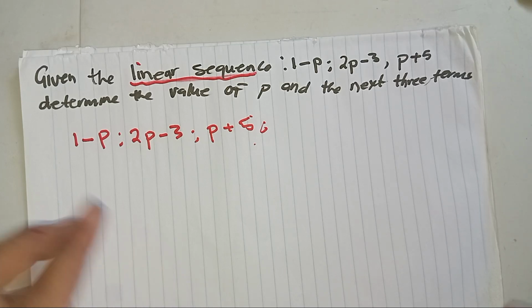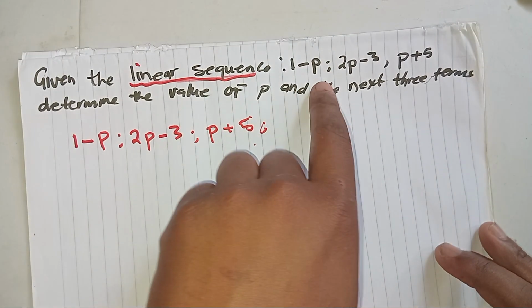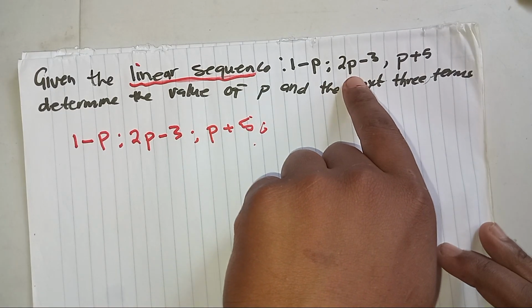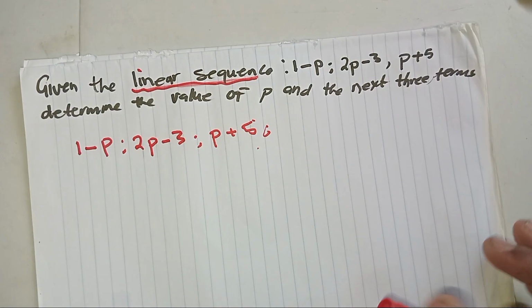Like we were given in the problem, they say given the linear sequence, hence I highlighted that. Very much important. So they said on this linear sequence, you have 1 minus p, 2p minus 3 is the second term. The third term is p plus 5.